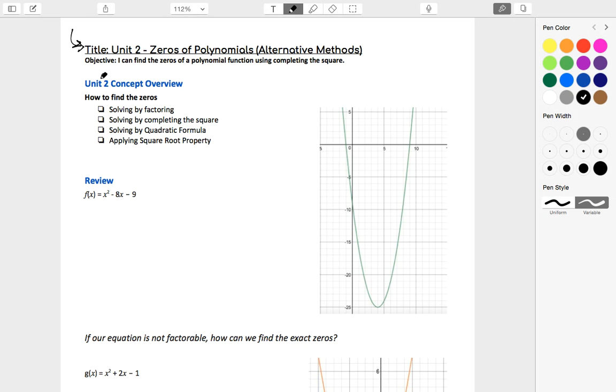In today's video notes, we are going to focus on finding zeros of a polynomial function using completing the square. This part is a preview before seeing completing the square, kind of reviewing exactly what we've learned so far in Algebra 2 in terms of zeros.